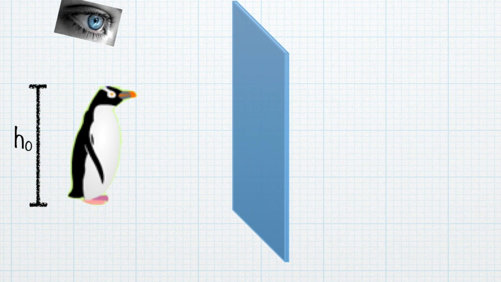In order to see the penguin, we need light to reflect off of the penguin and travel to the mirror and then reflect into your eye. So this is the path that the light will travel from the top of the penguin's head to the mirror and then into your eye. And it's following the law of reflection, so the reflected angle is equal to the incident angle.